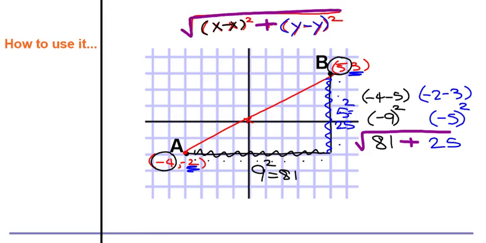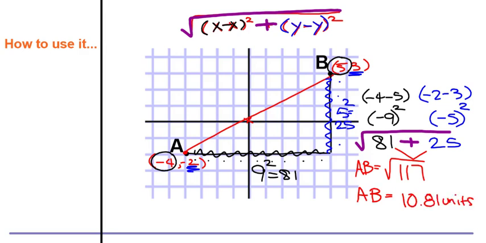So when I look at this problem, I'm going to get 81 plus 25, that's going to give me a grand total of 117. And I take the square root of that. My distance, or my length, AB, is equal to the square root of 117. If I put that into my calculator, I find out that the distance is 10.81 units. Almost 11 units from one end to the other on that segment.